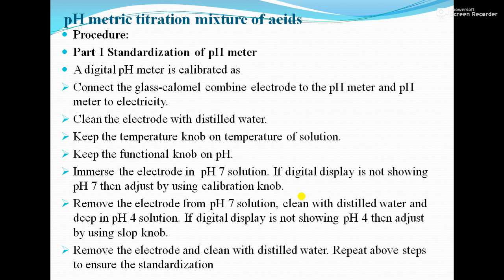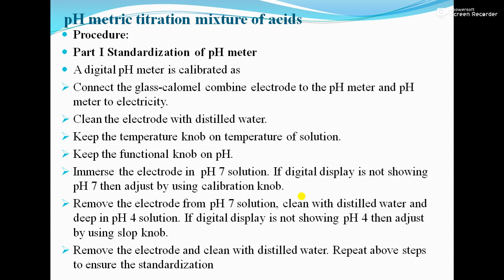The next is pH metric titration of acids. As we know, the first step is always the standardization of the pH meter. Procedure part 1 is standardization of the pH meter. First, we have to calibrate the pH meter. For that, connect the glass and calomel electrode to the pH meter, and connect the pH meter to the electricity. The glass electrode will act as an indicator electrode and the calomel electrode will act as a reference electrode.